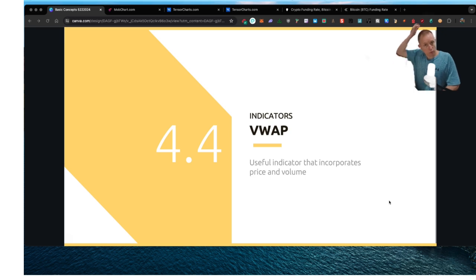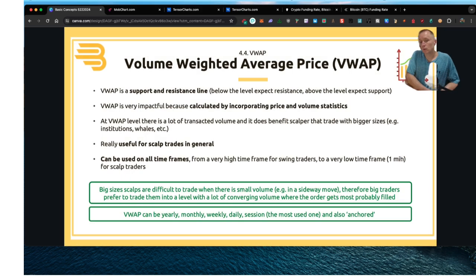When I say sessions, for those of y'all that don't know, we're talking about the U.S. session or the Asia session or things like that. Usually when we refer to a session, it'll be a higher time frame, because sessions are hour-long periods of time. So vWAP, the volume weighted average price.